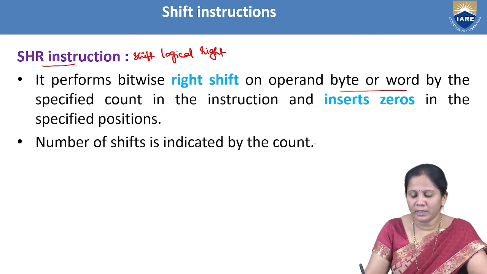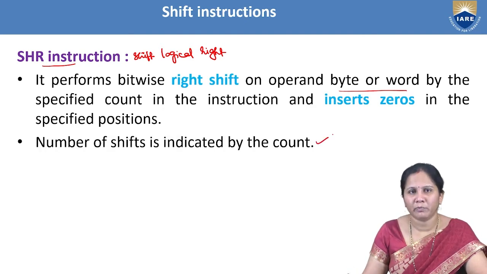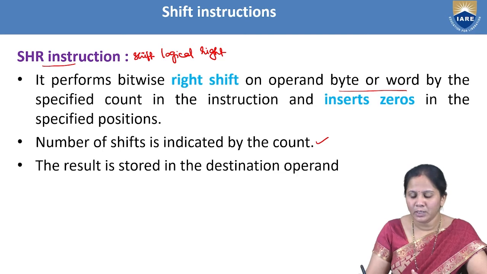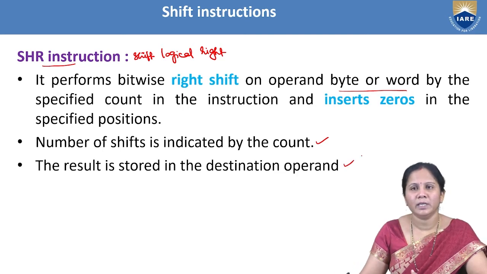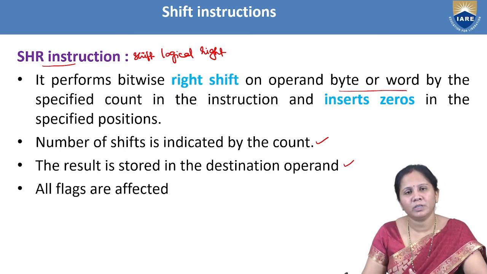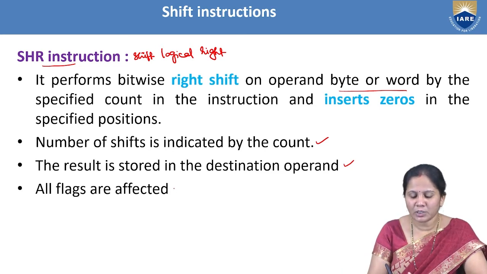Now, the number of times the shift operation should be performed will be indicated with the help of a count value. If it is 1, you can directly indicate it. If it is more than 1, we have to indicate it with the help of the CX register. The result will be stored in the destination, which may be either a register or a memory location. When this instruction is executed, all the flags will be affected.